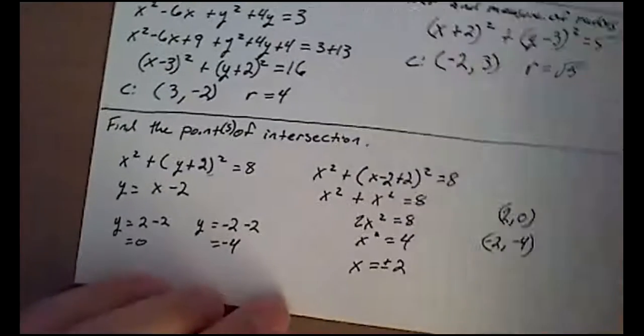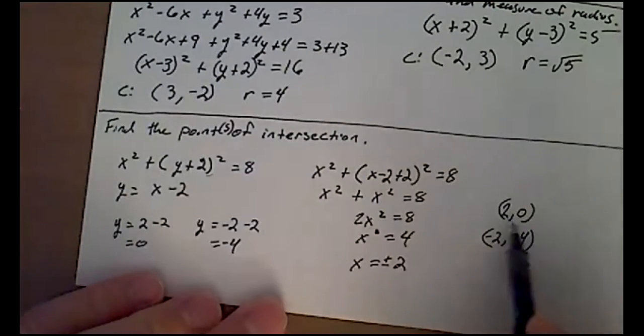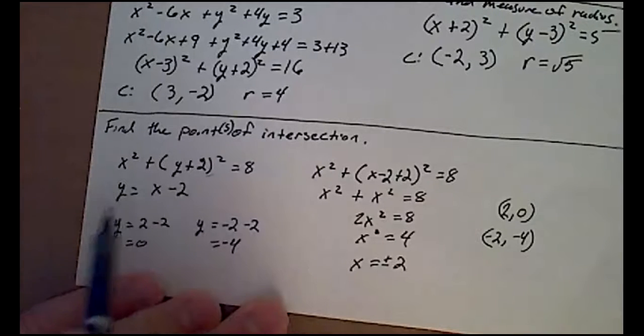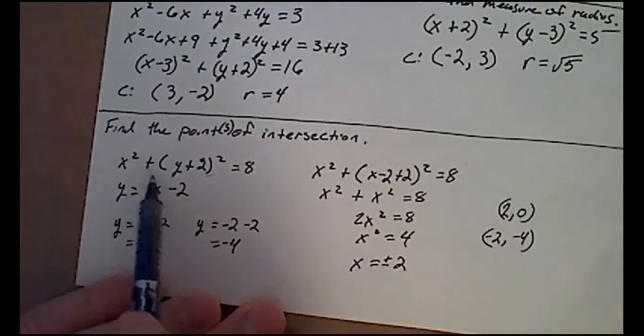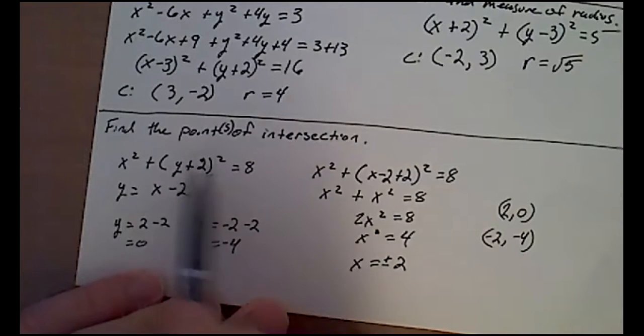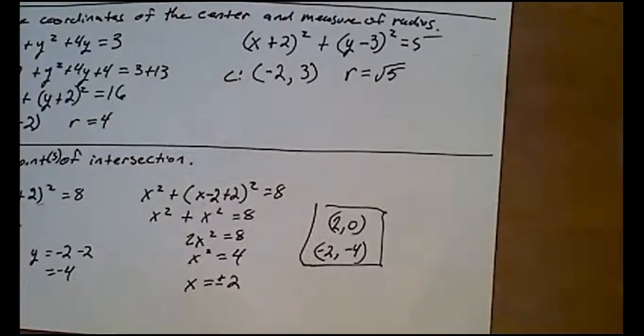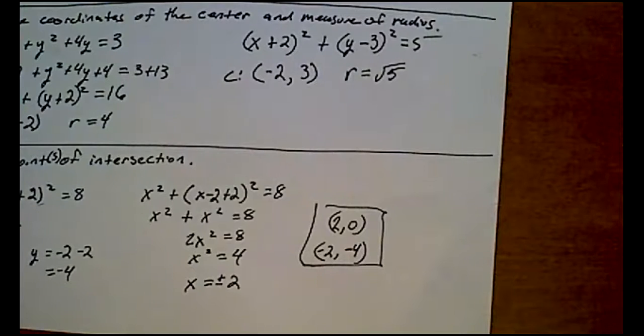Now what you would do maybe is go back and check those in the first equation as well. 2 squared plus 0 squared, that's 2, 0, right, is 4... 2 squared plus 2 squared is 8. And then the second one, negative 2 squared is 4 plus negative 4 plus 2 is negative 2, squared is 4. So 4 plus 4 is 8. So both of these work. Our solutions are here.